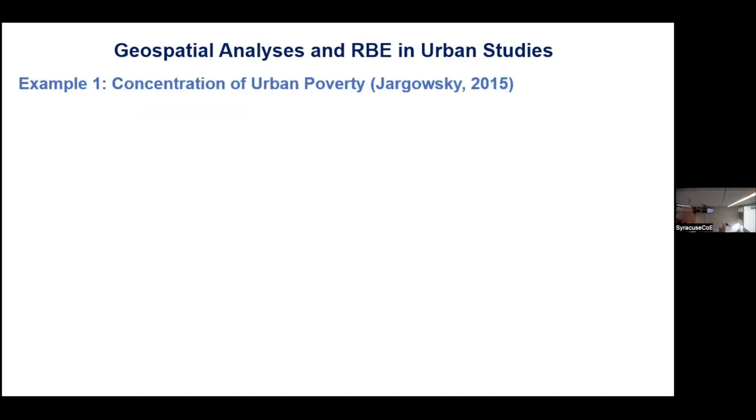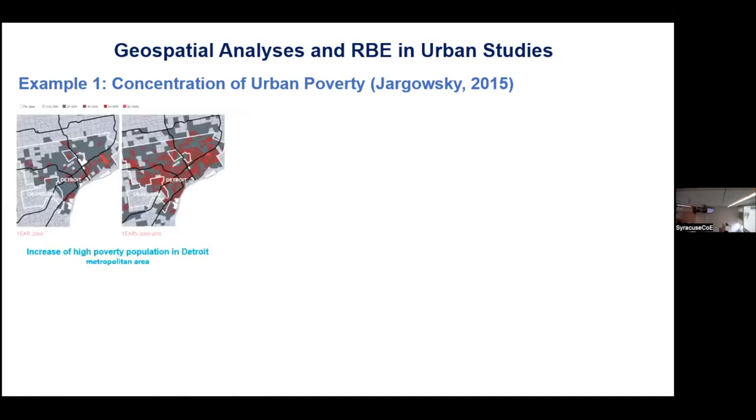The first example is talking about the concentration of urban poverty, okay? I mainly focus on the technology part, the methodology part. So you can see in this map, the data was grouped at the so-called census tract. And this is another spatial unit used by the US Census Bureau. In this map, the red color represents census tracts with high poverty. From 2000 to 2009, 2013, you do see a lot more red area spreading out, right? So using this, they argue that the urban poverty in Detroit is actually expanding. That's one way they use geospatial analysis.